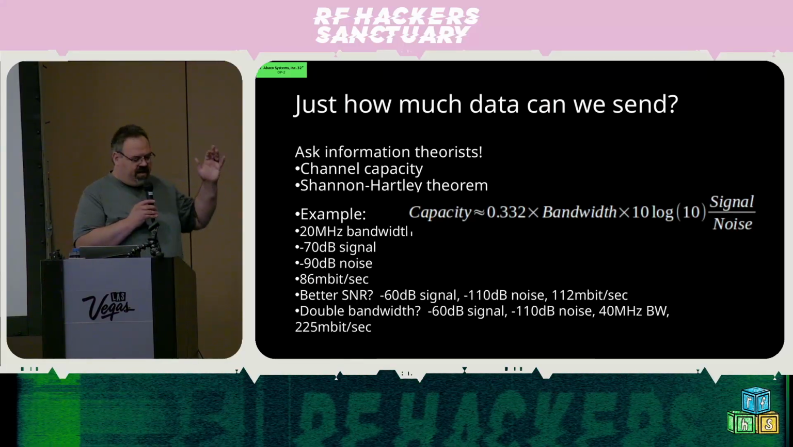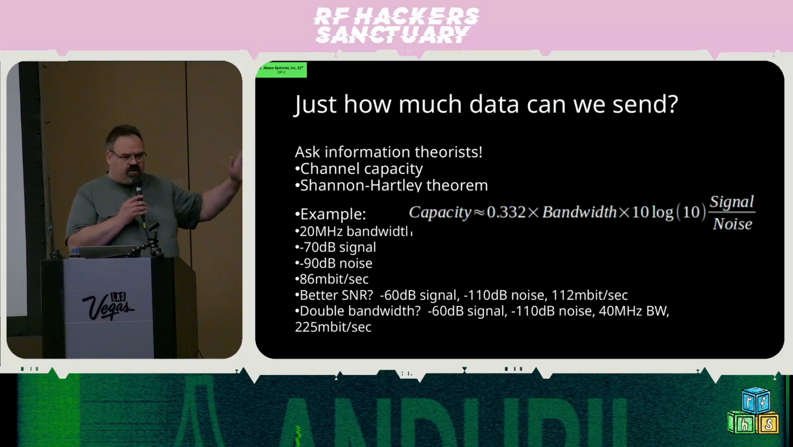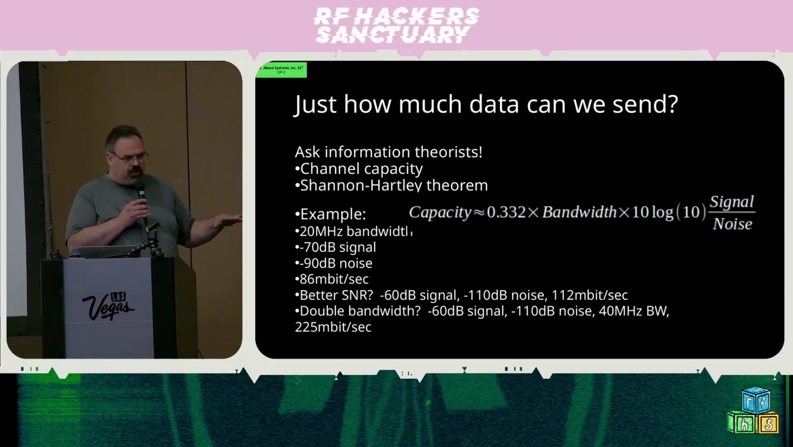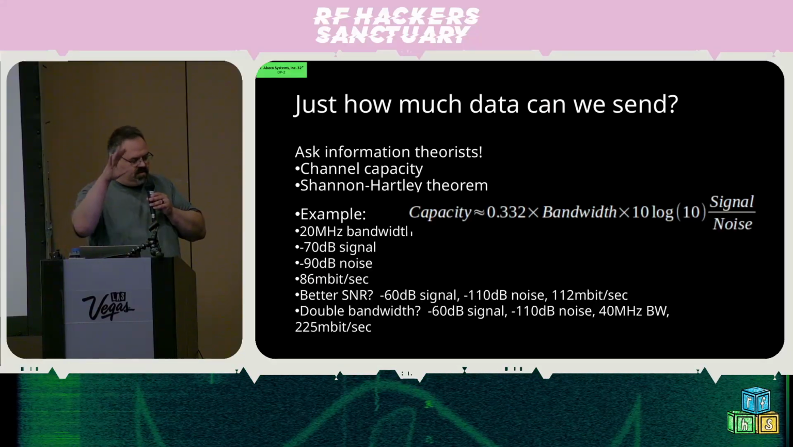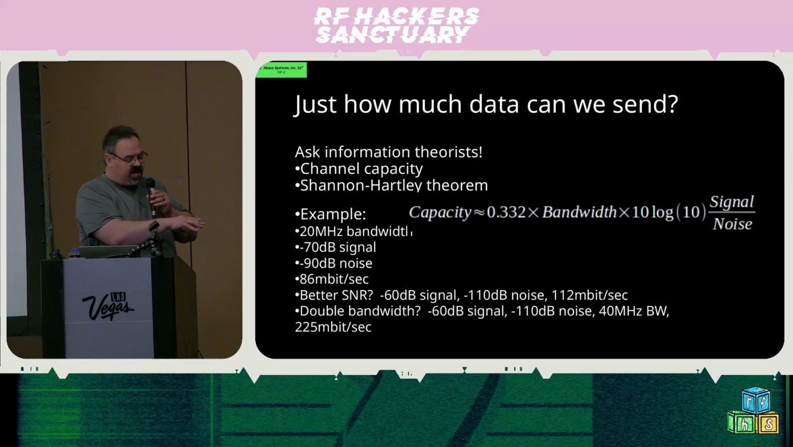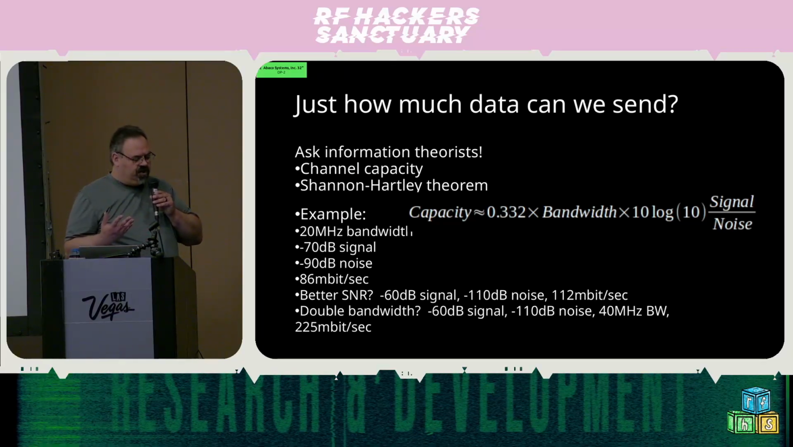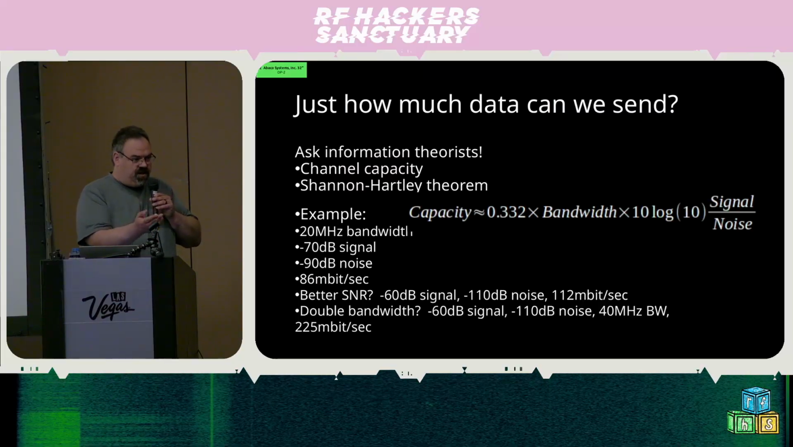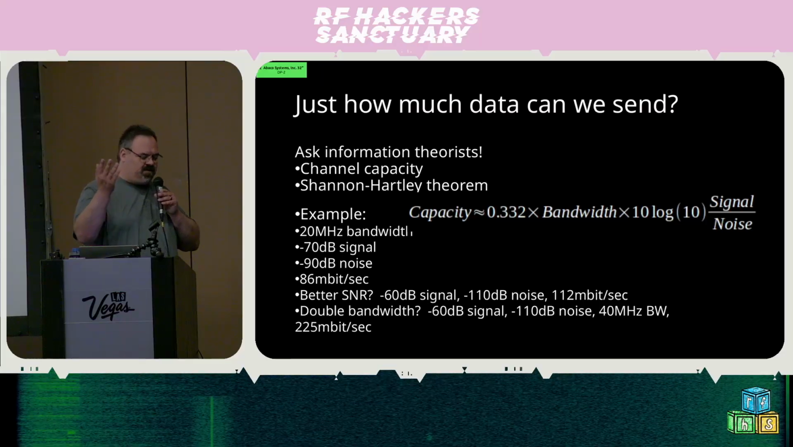So let's say we have a 20 megahertz bandwidth signal. The signal strength is received at negative dBm. The noise floor is at negative 90 dBm. If I did the math right, that means we get a maximum theoretical capacity of that channel of 86 megabits per second. If we improve the signal to noise ratio, we can get it to, let's say, negative 60 dB signal, negative 110 dB noise, 112 megabits per second.